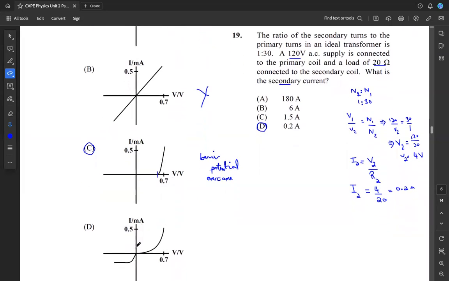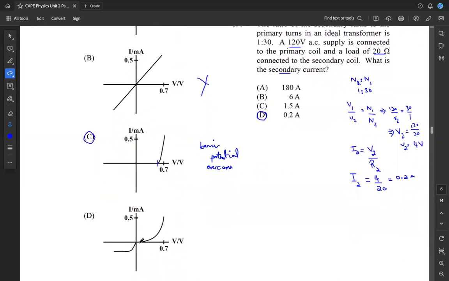And then if we came down here and looked at this, it doesn't show those same characteristics, right? You still see that there's some potential to be overcome here, but this is not what we would see for our semiconductor in forward bias. And so we rule out this one as well. And so C is our answer, right? That is exactly how we would expect it to look for a semiconductor.